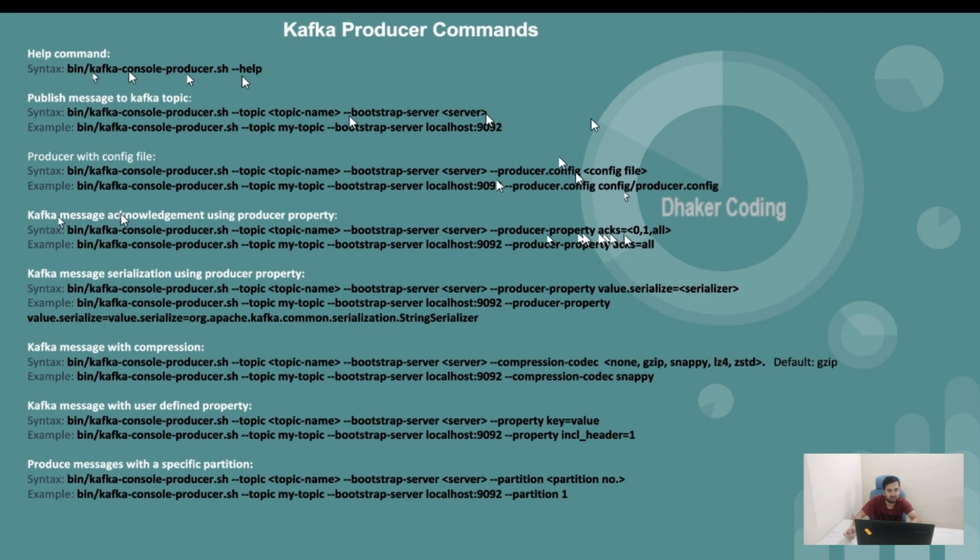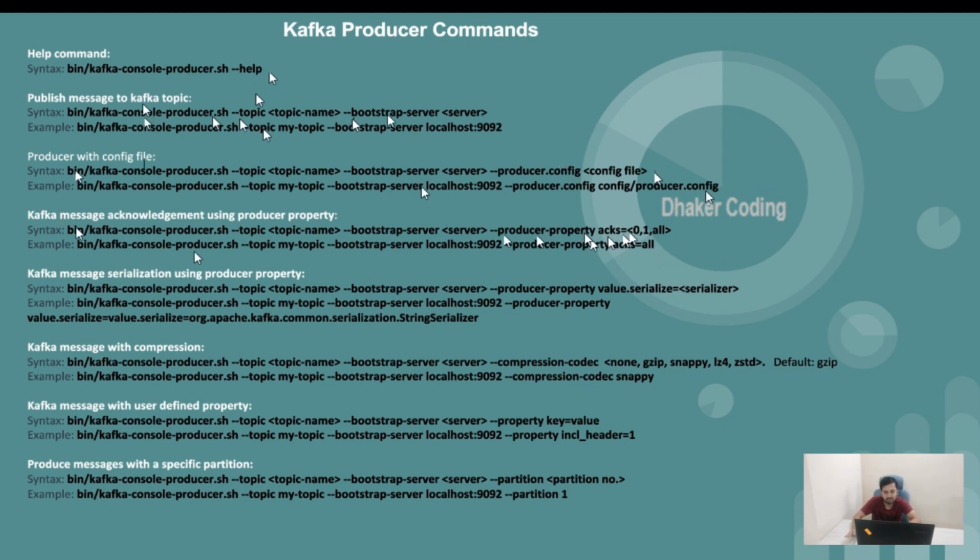0 means we don't want any acknowledgement from the server. 1 means if the message has been successfully written into the leader, then give the acknowledgement, even if you have multiple replicas. And if you give all, then with multiple replicas, it acknowledges only when the message has been successfully written into all the replicas. So with --producer-property acks, once the message is written, we'll get the acknowledgement.